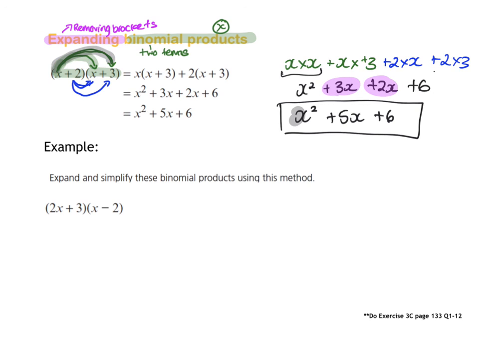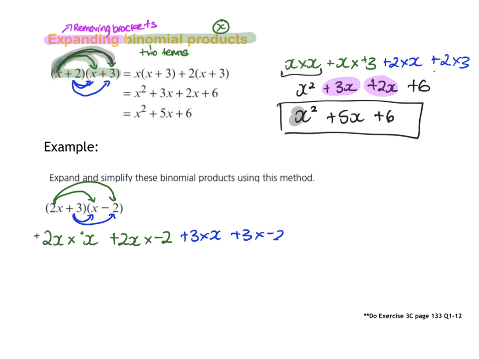Okay? So we'll give this next one a go, and we'll do it the same. We're going to go the 2x with that other first x and then the 2 with things. So I'm going to have positive 2x times positive x. Then I've got positive 2x times negative 2. Then if I do the next term in the bracket, I'll have positive 3 times x and positive 3 times negative 2. So let's quickly tidy them up.